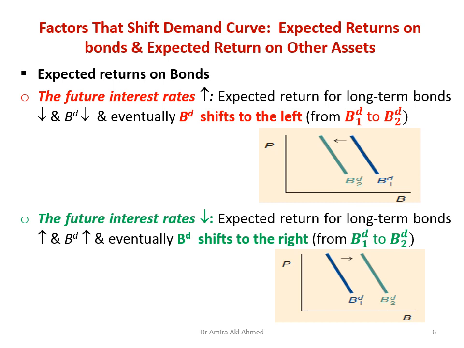Therefore, if interest rates are anticipated to be higher in the future, then the expected return for long-term bonds will decline, causing the demand for them to decrease and eventually shifting the demand curve to the left. In contrast, if interest rates are expected to be lower in the future, then the expected return for long-term bonds will rise, causing the demand for them to increase and eventually shifting the demand curve to the right.